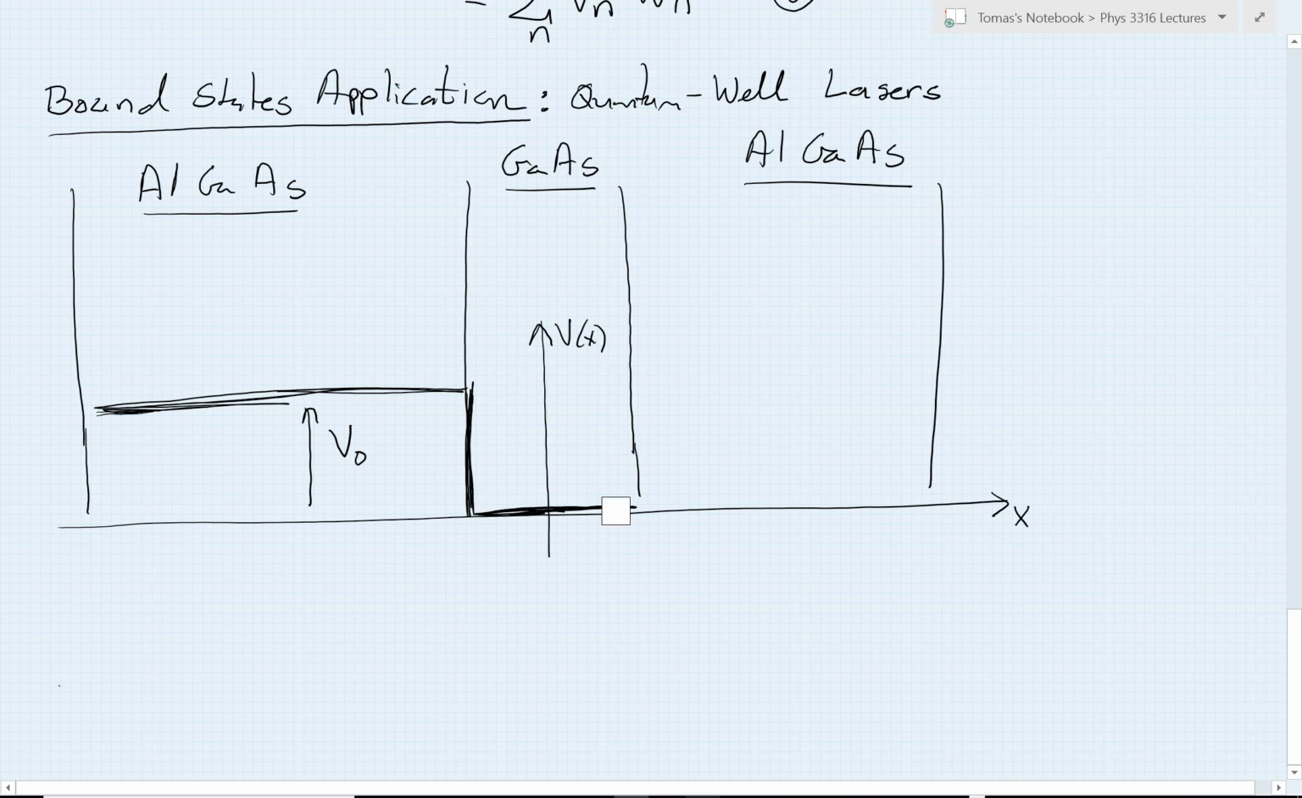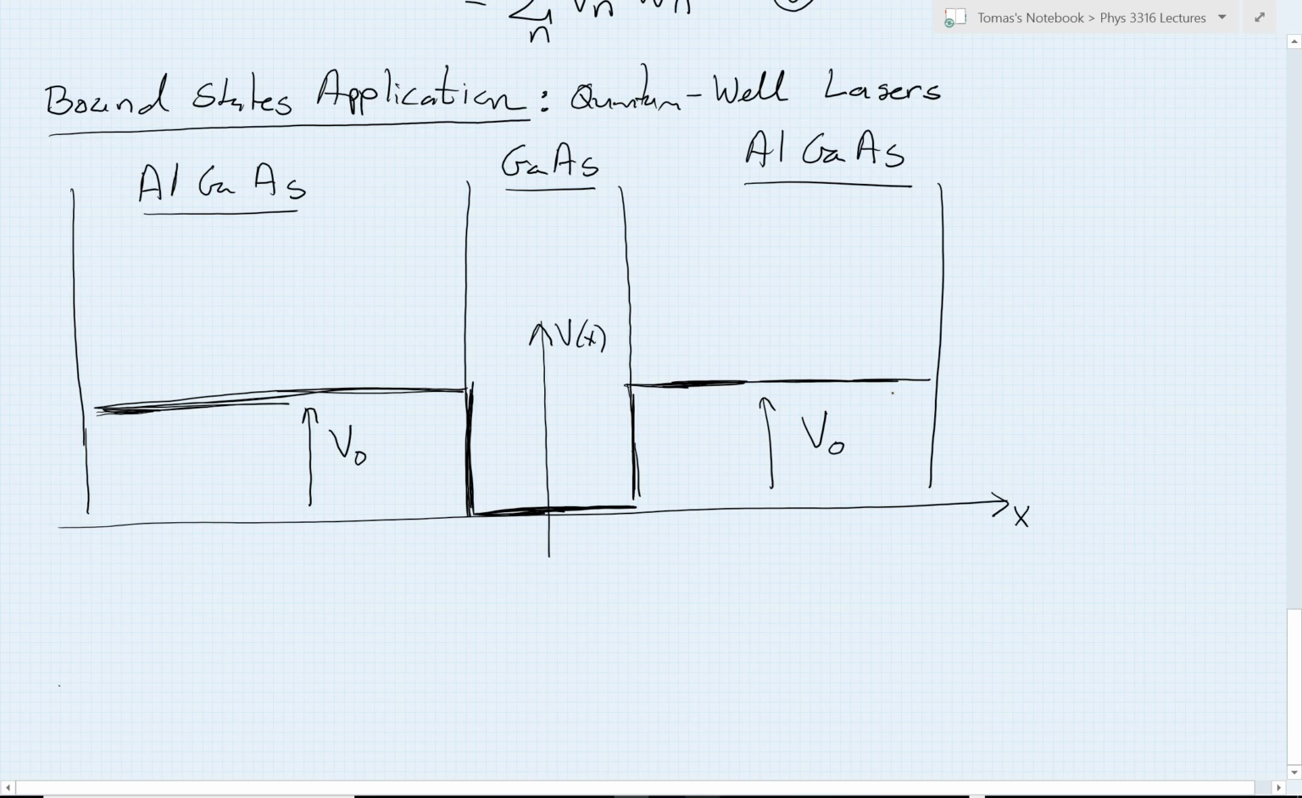When I take my next atomically sharp step back into the same aluminum gallium arsenide, of course the potential then jumps up again to the same value that it had originally. So this height here is now V0. And you can see I basically have a stepped potential with two different steps in it. A step down by V0 and a step back up.